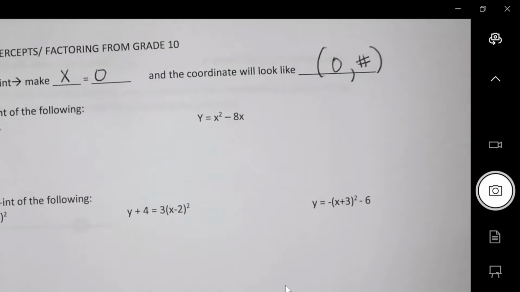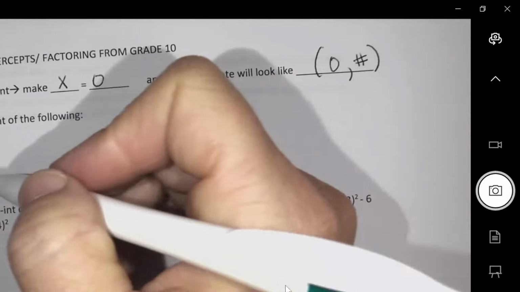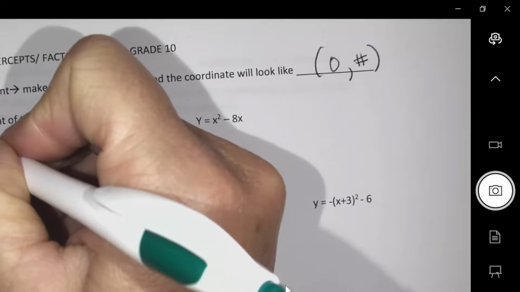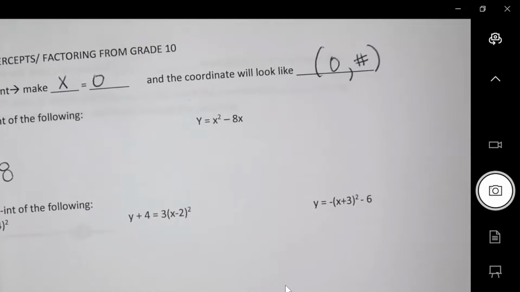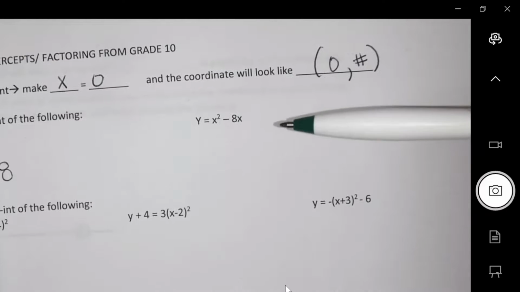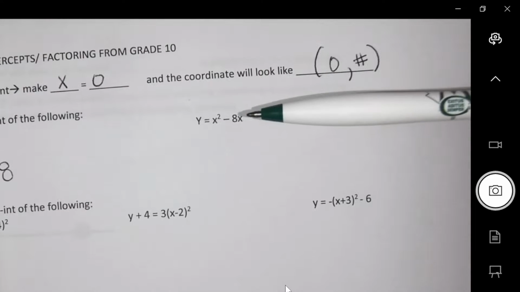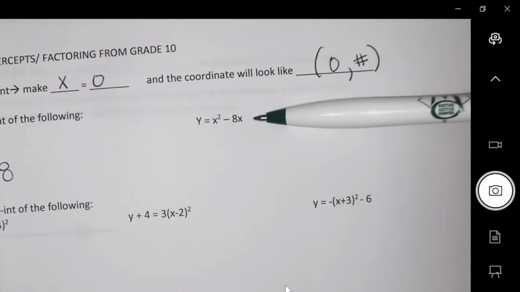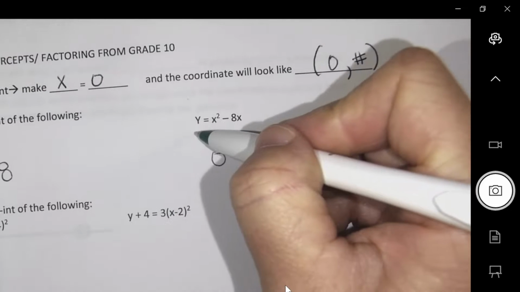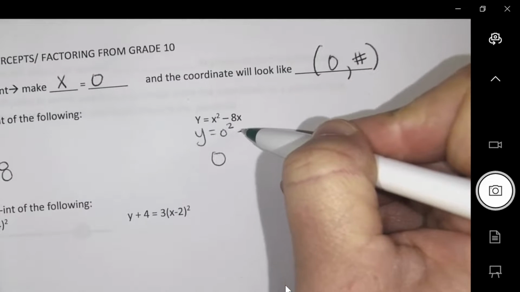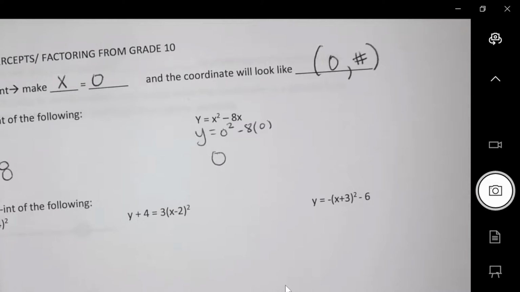Okay, so on number 2, what would the y-intercepts be of these questions? Negative 8. This one is 0, 0. So once those are all 0, they would be gone. The second one here, what would the y-intercept of this one be? 0. Good. Because if y equals 0 squared, subtract 8 times 0, there's just 0 left.